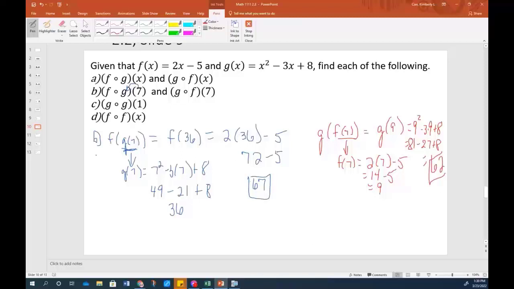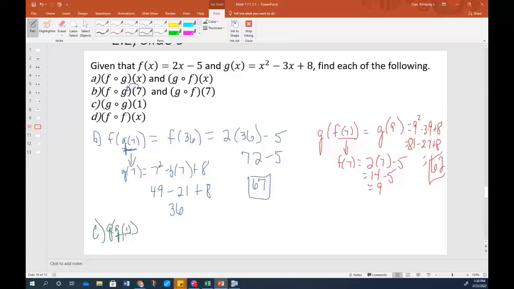62 is the answer. So you can see, even though they looked very similar at the beginning, f of g of 7 and g of f of 7, they are not the same, okay? You have to use the order that's given. So now these other two are a little bit shorter. So when we do part C, I can do that down here. It's g of 1.